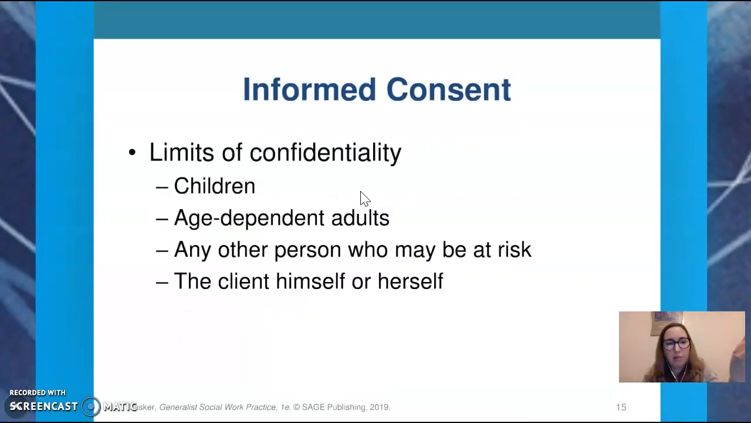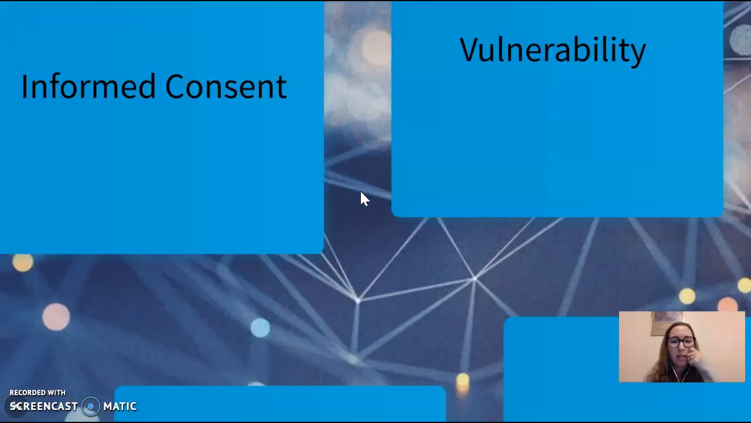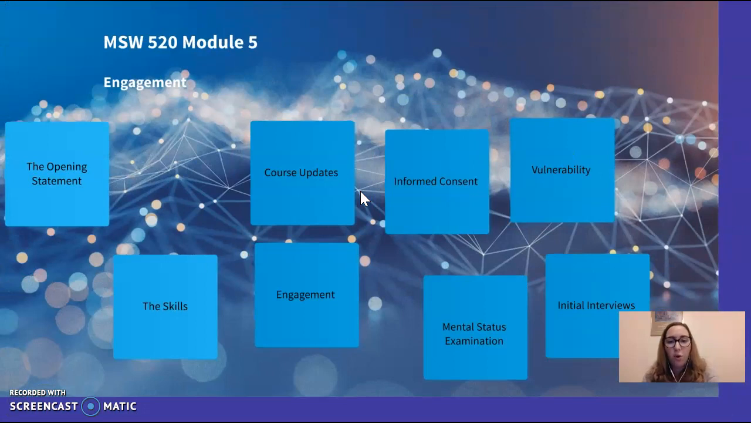All right. And again, there are limits. We talked about minors and minors' rights, right? Children don't have a right to confidentiality, actually. Their parents are the ones consenting. And so that's important to know. Don't promise a kid that their parents won't find out because you are legally obligated to share with parents. Does that mean you call parents after every session and repeat what they said? No, it doesn't have to mean that. But again, be aware. Age-dependent adults, again. So, adults who are still dependent for some reason, any person who might be at risk, or the client himself or herself, right? Okay, I'm going to pause there.